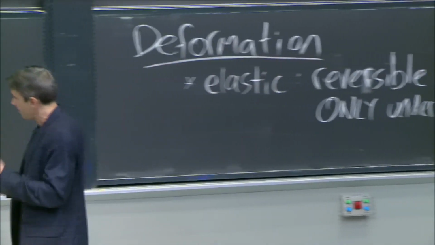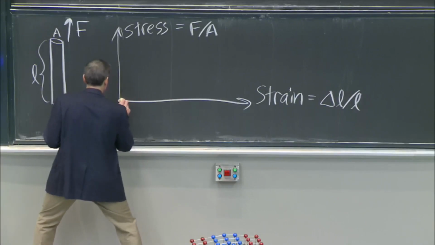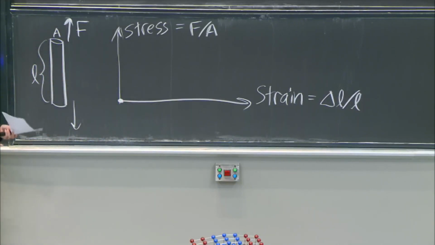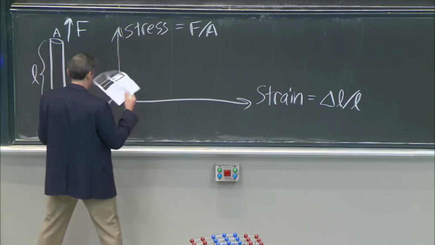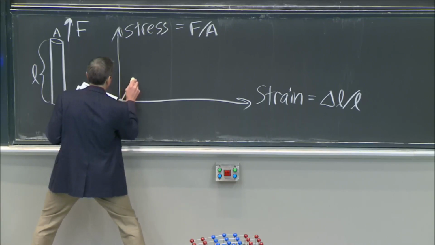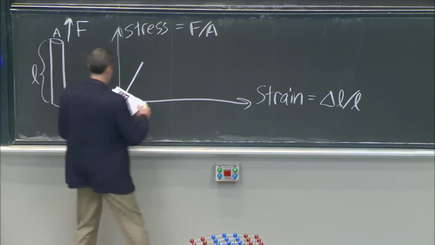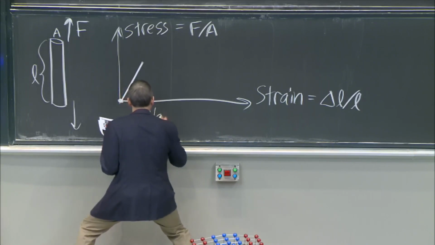Okay, so that means that if I start pulling on this and I start here, so there's no stress and there's no strain, right? And if I start pulling on this, then I'm going to get a straight line like that. Okay, so that's going to be the elastic regime.